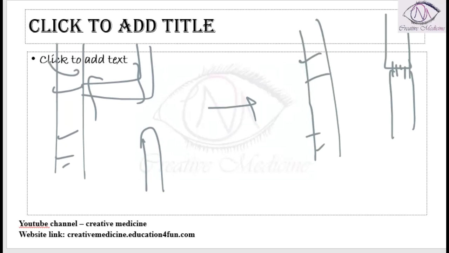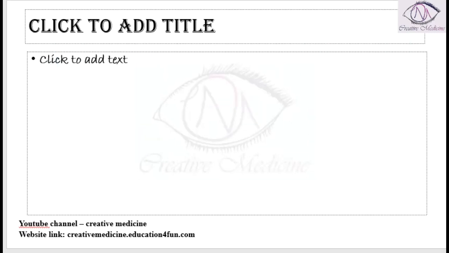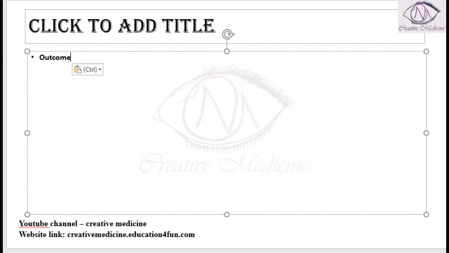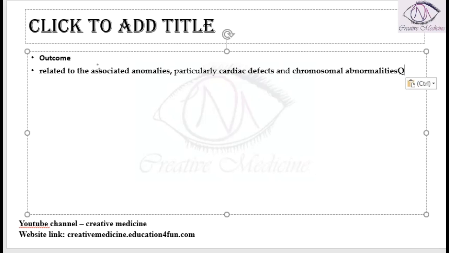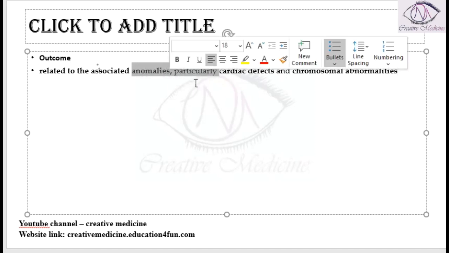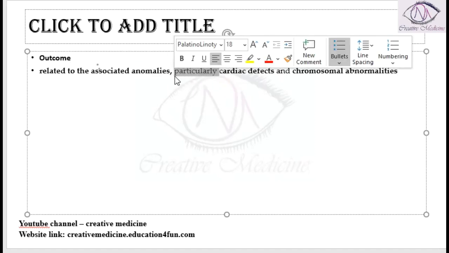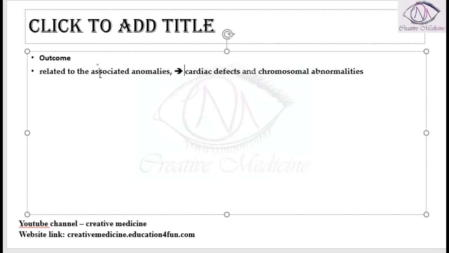Okay. Then one more important thing is the outcome of the tracheoesophageal fistula. The outcome of the tracheoesophageal fistula is mainly related to the associated anomalies, like the chromosomal abnormalities and the cardiac defects which are associated with the tracheoesophageal fistula. These are the main things which are important in the outcome of the patient.